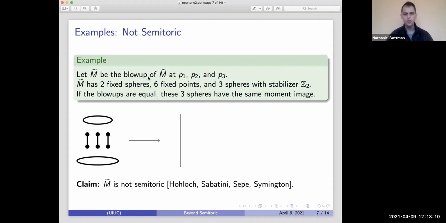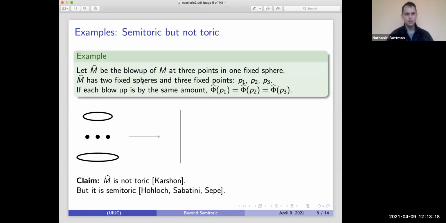Sorry, Sue, can I ask you a question? Yeah, absolutely. Can you say where the 3 fixed points come from in the previous example? Yes. Yes.